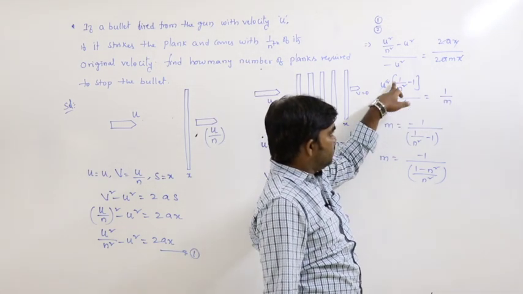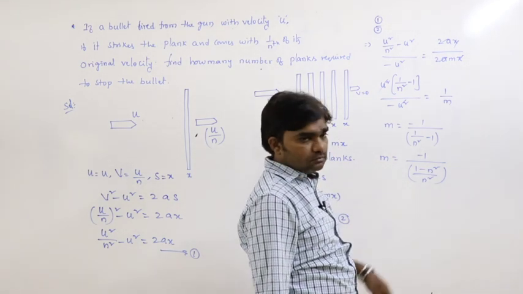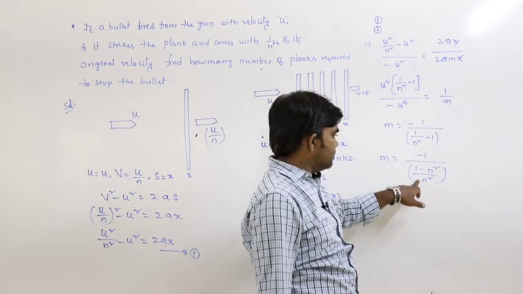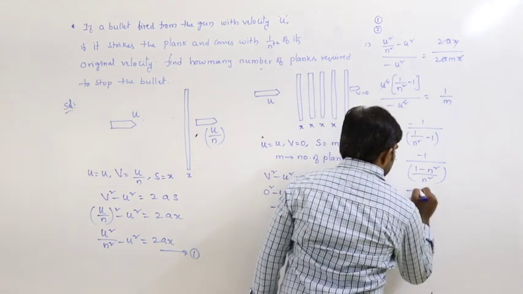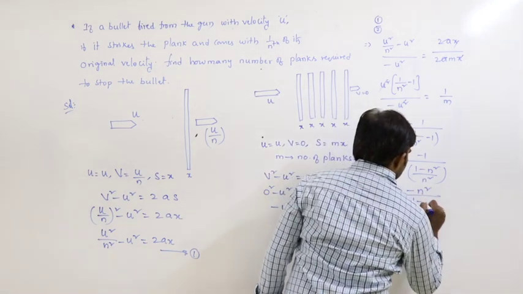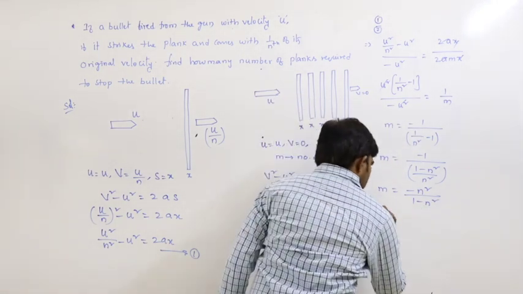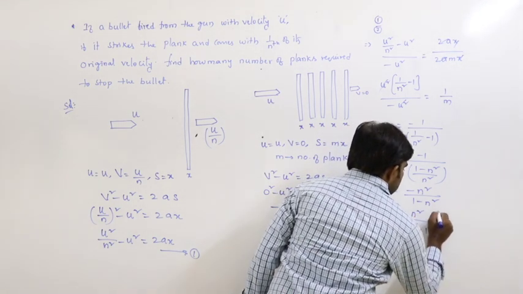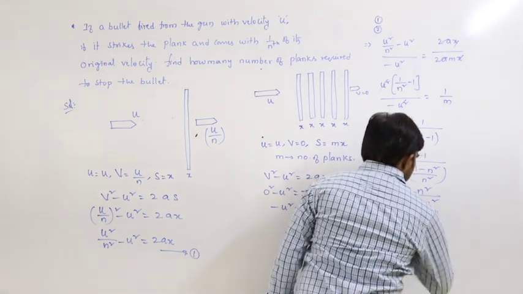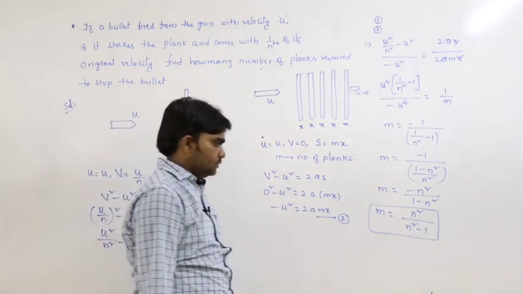Minus 1, cross multiplication: minus 1 divided by 1 by n square minus 1. LCM is n square, so 1 minus n square. Therefore m is equal to minus n square by 1 minus n square. Multiplying the numerator and denominator by minus, m can be written as n square by n square minus 1.